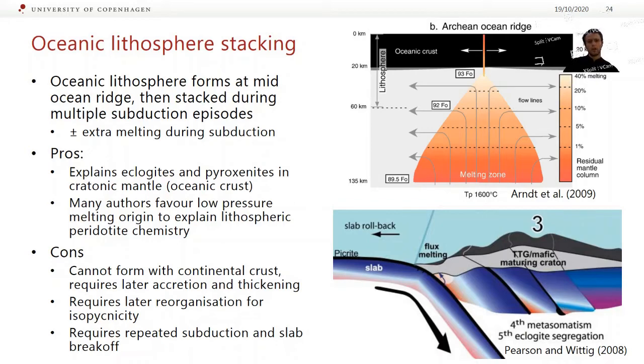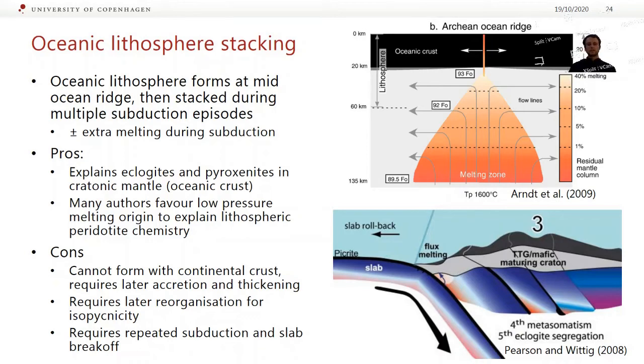So the pros of this one is that in cratonic mantle in particular, we do see quite a lot of eclogite and pyroxenite. So in this model, this would be trapped chunks of oceanic crust that got stuck in the mantle during these subduction episodes. And a lot of authors now favor low pressure melting to explain the chemistry of lithospheric peridotites. The cons is that it's a little difficult to make continental crust like this. You need some sort of remelting of these thicker oceanic crusts to make something like a TTG, which maybe eventually starts to look like continental crust.